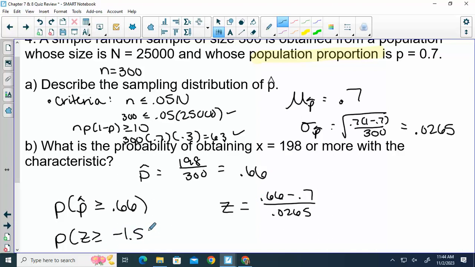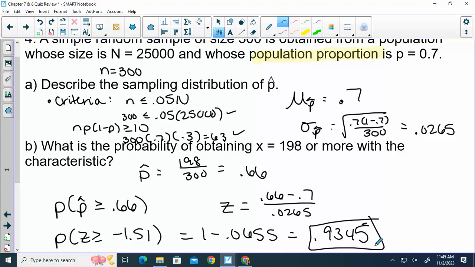Negative 1.51. So greater than, we do 1 minus. Negative 1.51 is 0.0655. And that gives us 0.9345.